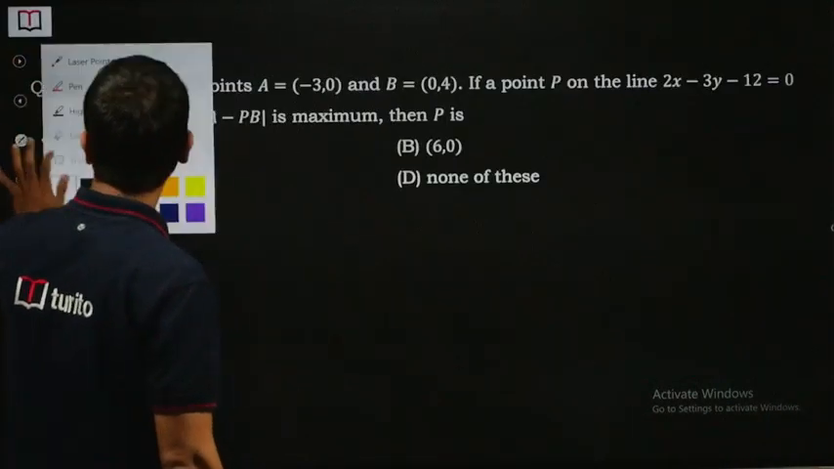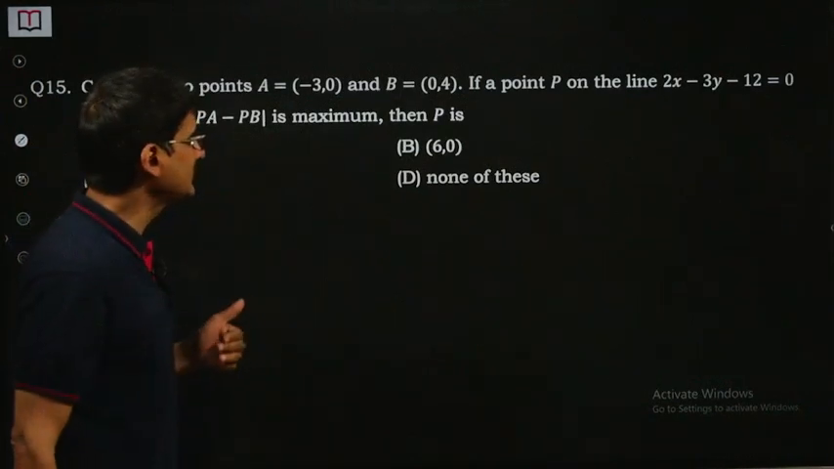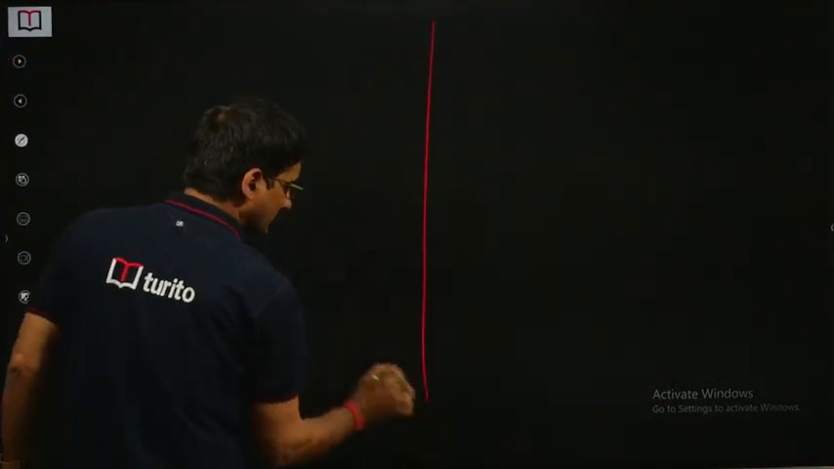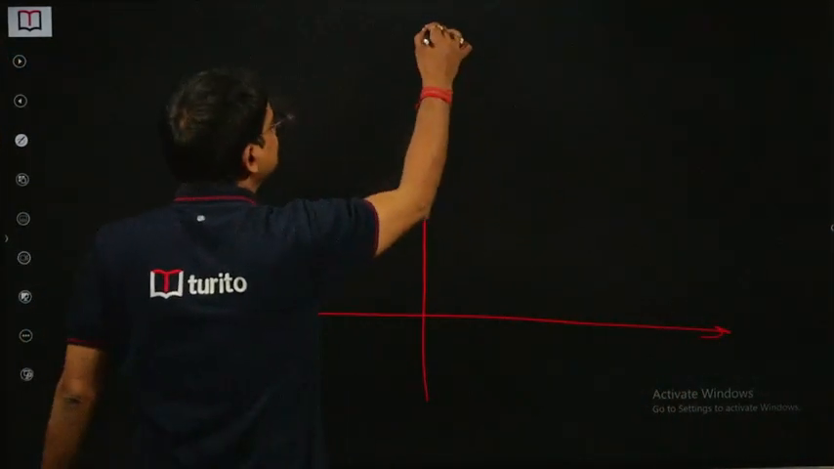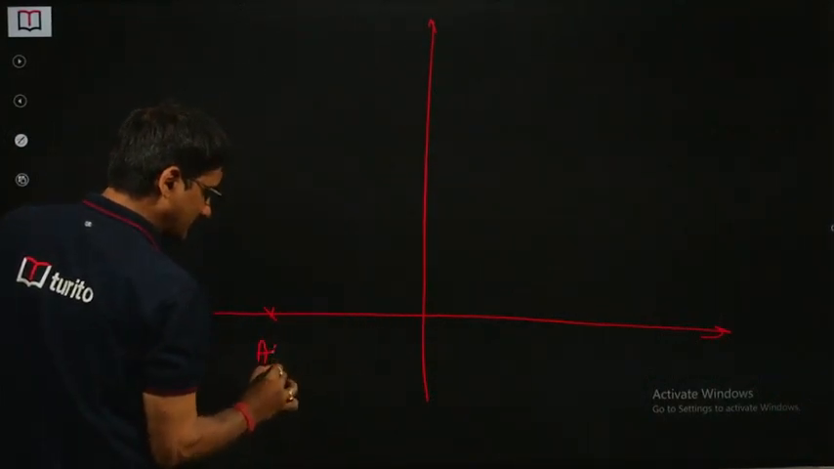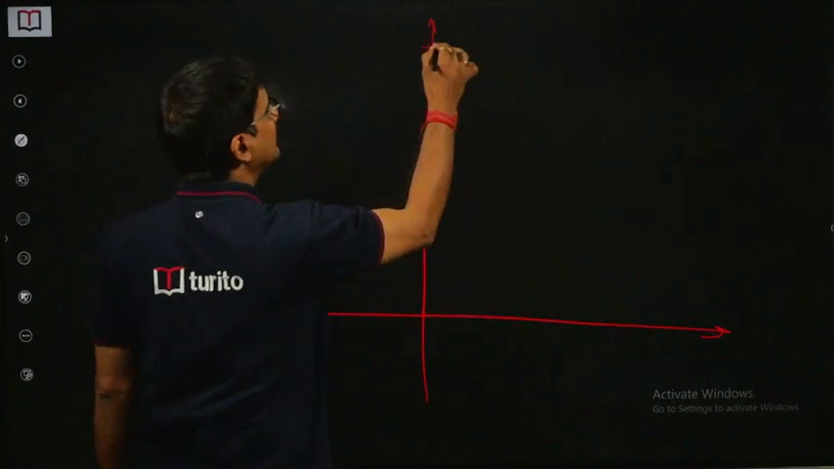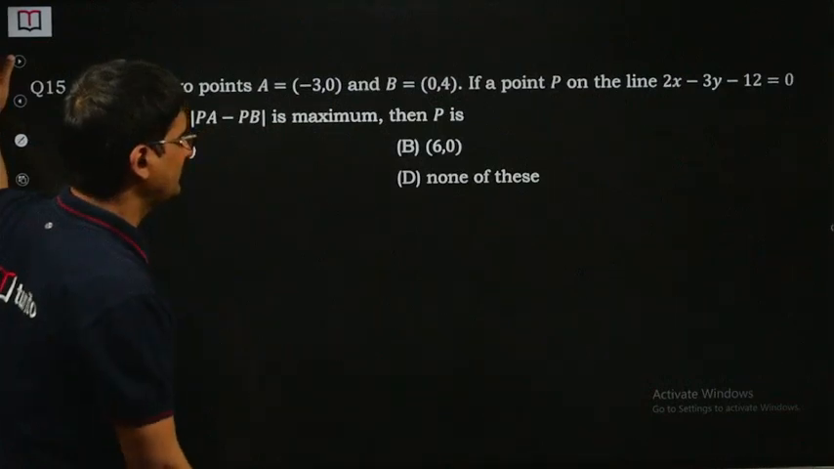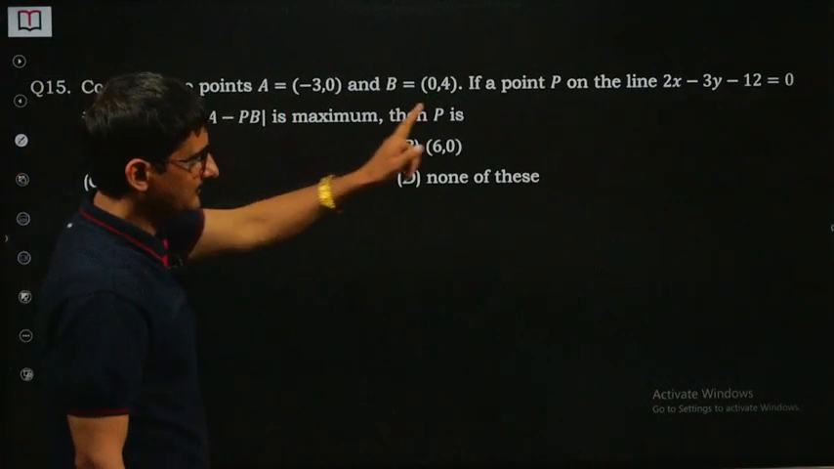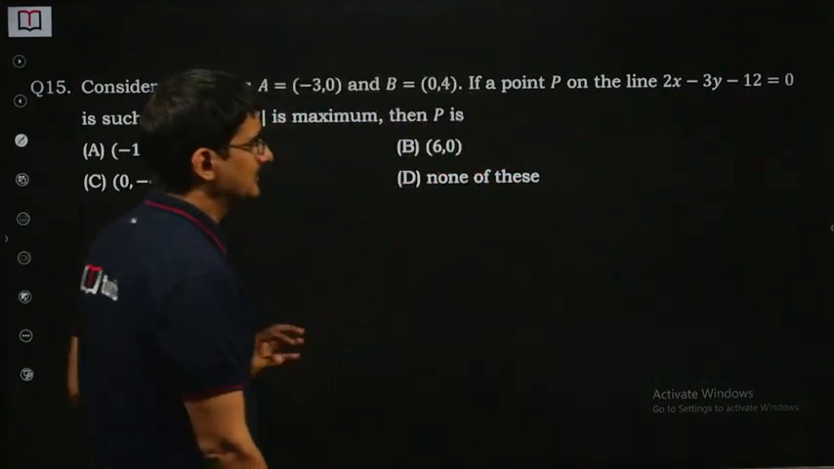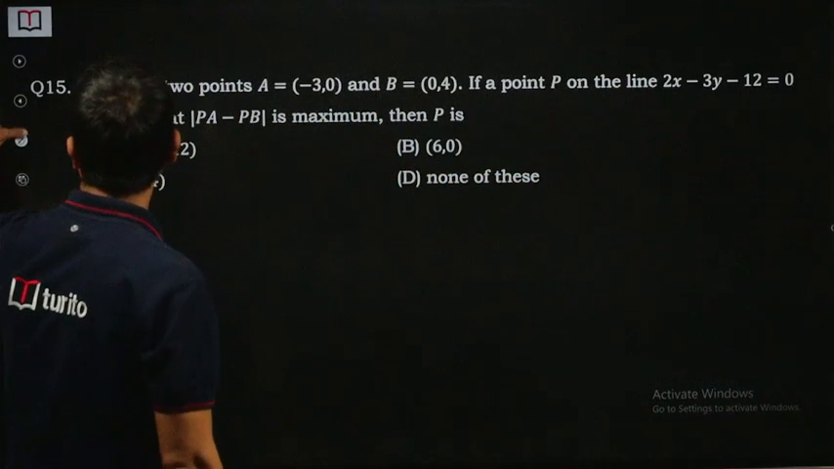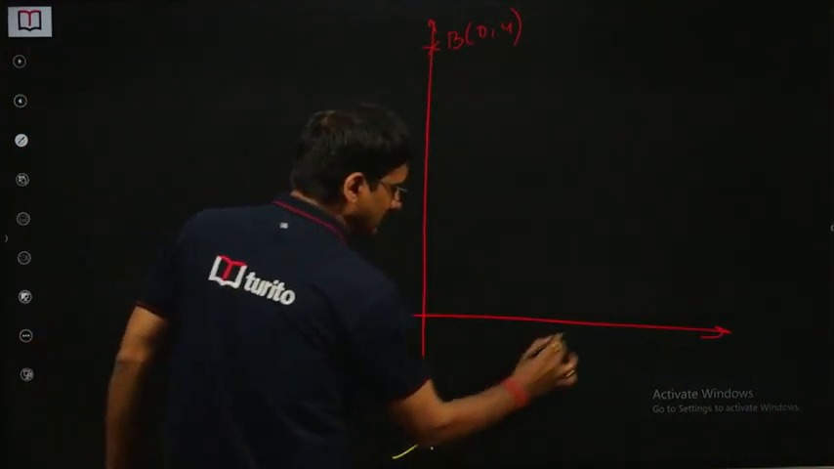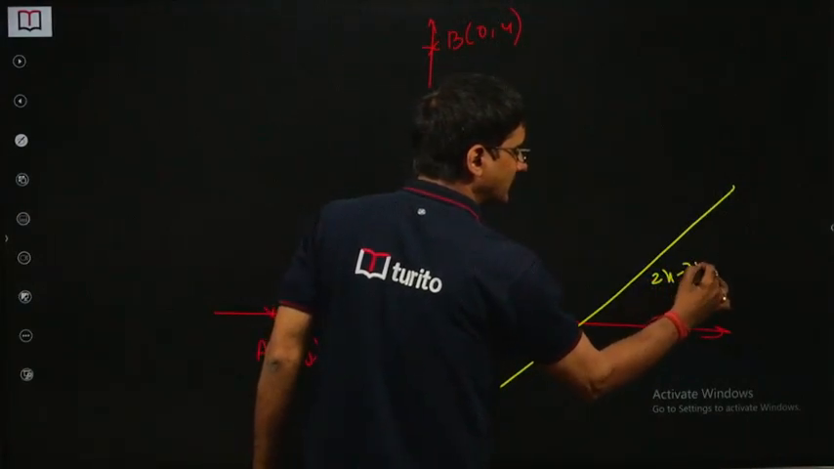Okay. Now moving to the last question, and consider 2 points A and B. So A is (minus 3, 0) and B is (0, 4). So these are two points. If a point P lies on the line, this is 6 and then this is minus 4, so something like this. So that's the line 2x minus 3y is equal to 12.